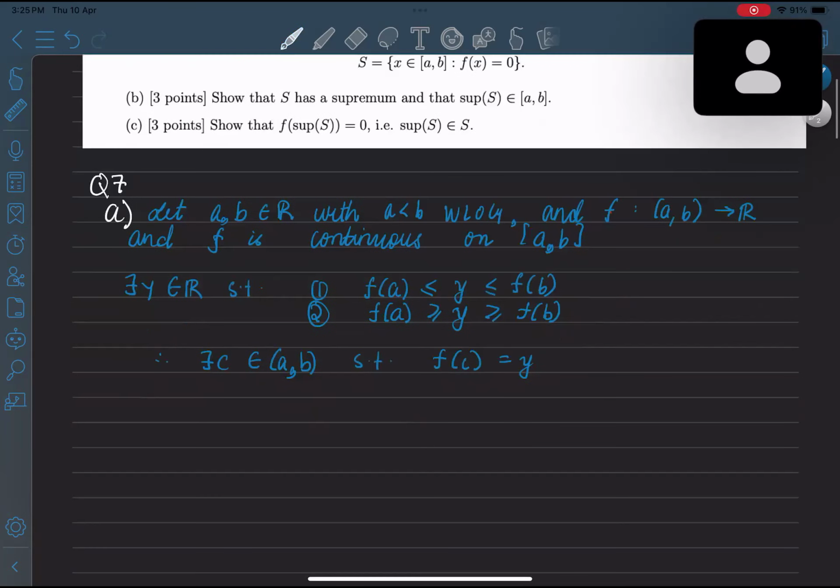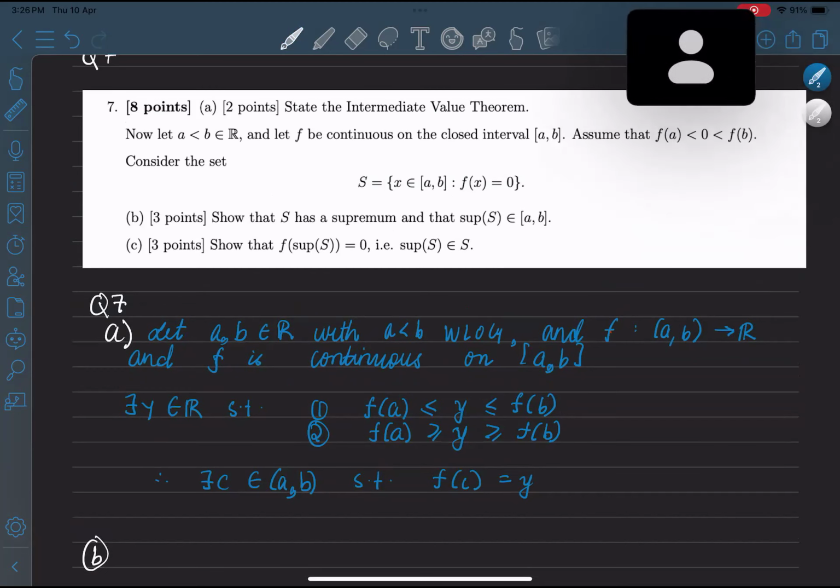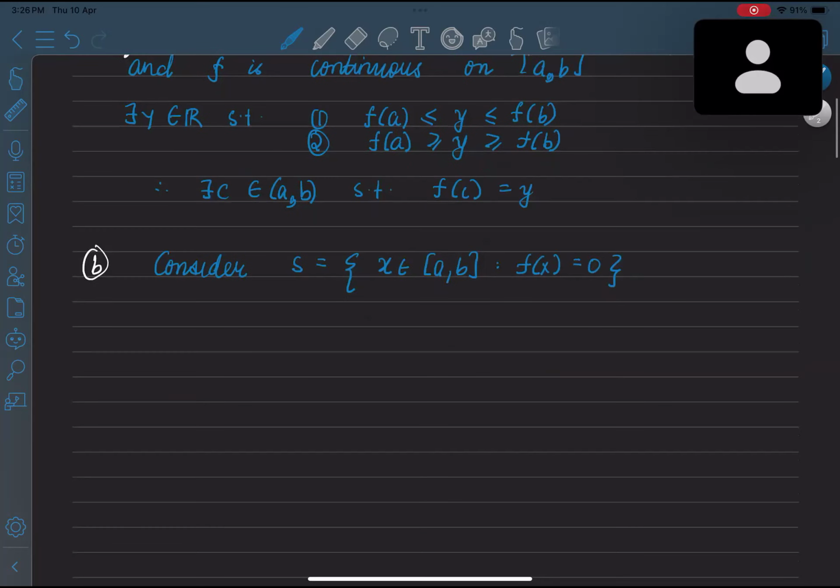And now with question number B, we're basically asked to show that we have this set S, which is all x's in this interval a to b such that f of x is 0. And we're asked to show that S has a supremum and the supremum belongs to the interval. So we first need to show that S has a supremum. And the way you show it has a supremum is by using the completeness axiom.